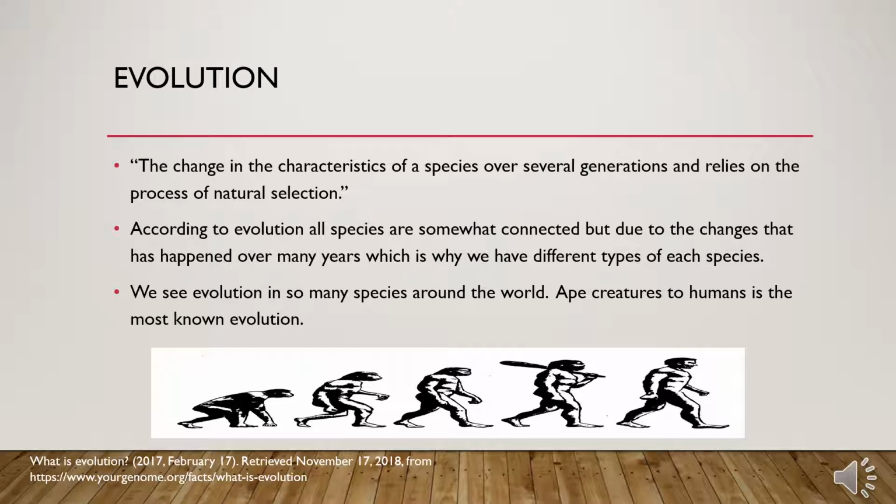We see evolution in so many species around the world. Ape creatures to humans is the best well-known evolution. We talk about this all the time, how we evolved from apes, how we're closely related to apes in a sense. And in the diagram we see here, the monkey walking on all fours, and then slowly starting to walk like how humans do today.